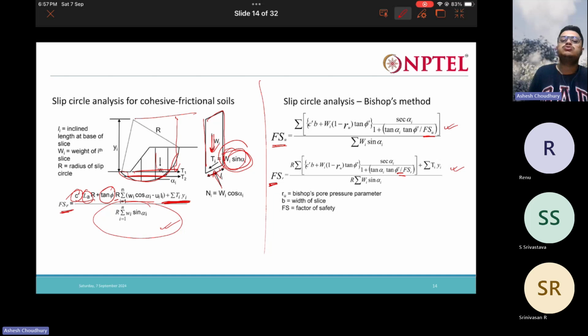So in that case, we need to assume a factor of safety and put it on the right side. Then we calculate the factor of safety. If it equals what we assumed, that is fine. Else, whatever you calculated, you use that again on the right side, calculate again, and keep checking whether the LHS and RHS are equal. When both are equal, that is the correct factor of safety. So a bit of a trial and error method is needed here.